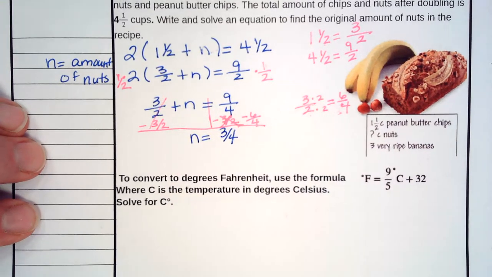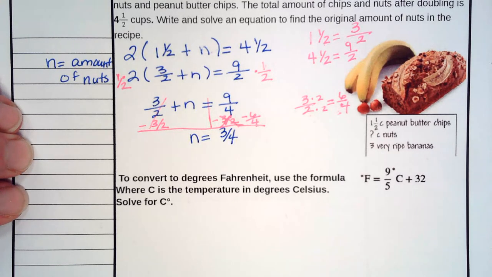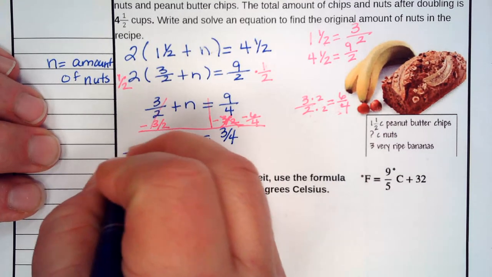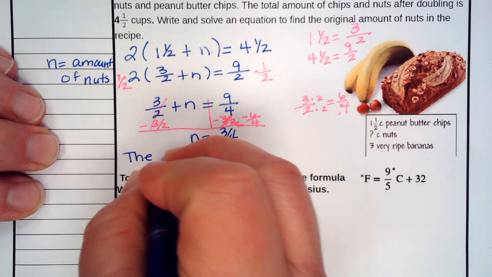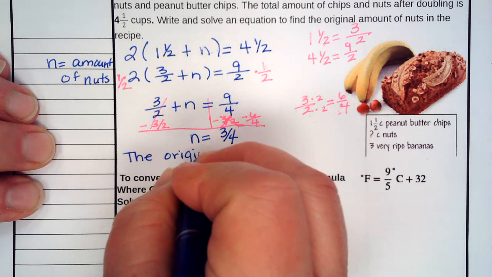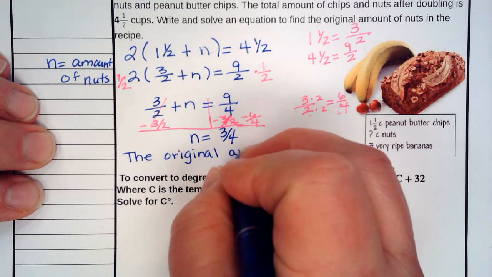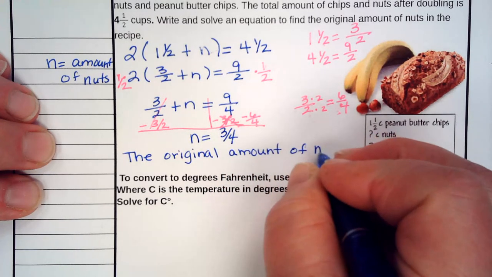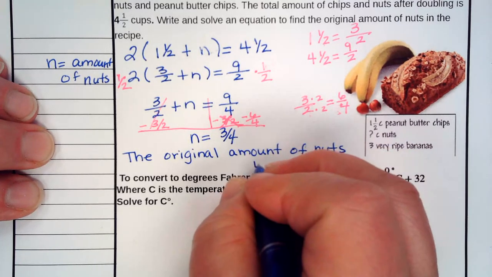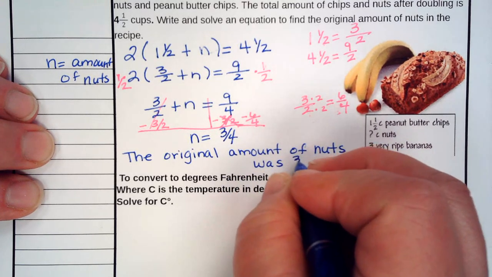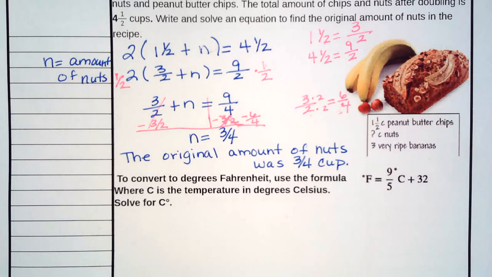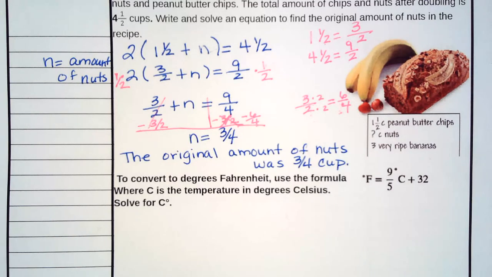So what was the original, what does the n stand for? The amount of nuts. So the original amount of nuts was 3/4 of a cup. Okay, that gave us really good practice on using fractions, and that's what we need to do.